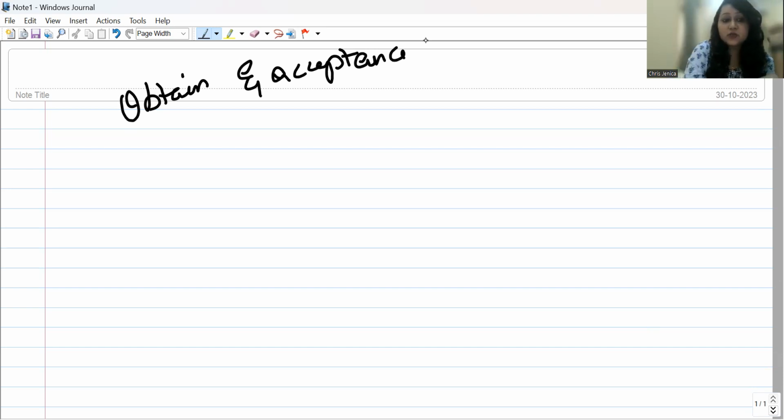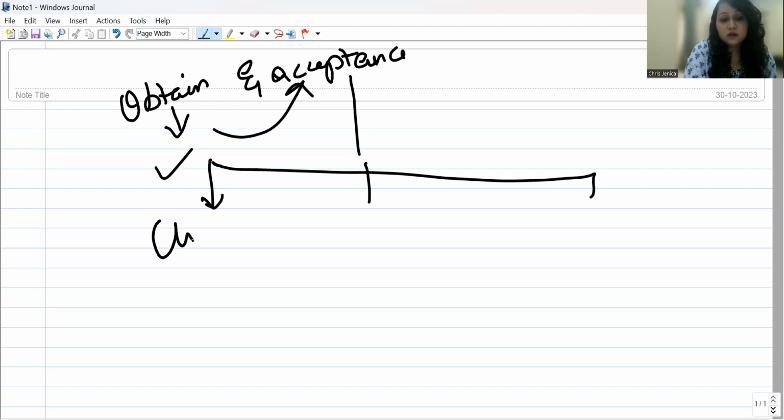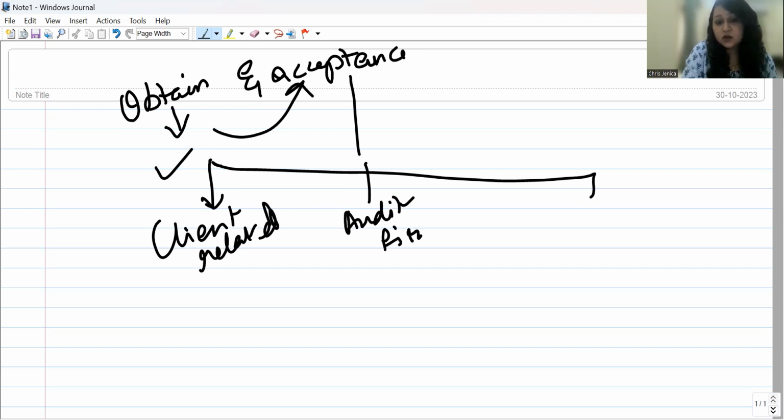So, obtaining the audit engagement, you cannot directly obtain it without any kind of process, right? It can be either through a tender or through ads or through some kind of referrals. So you obtain the audit engagement, and before the acceptance of the audit engagement, you have to look at certain issues. Client related things have to be looked at, and then audit firm related issues that you have to sort out before accepting. And then there are a few others.